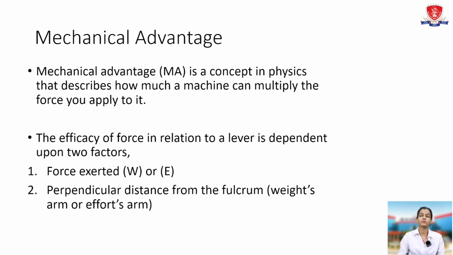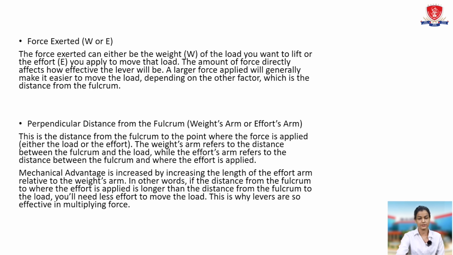In very easy terms, we can understand that when you put less effort to move a bigger object, to overcome a greater resistance, it is giving us a mechanical advantage. By definition, mechanical advantage is a concept in physics that describes how much a machine can multiply the force you apply to it. And the efficacy of force in relation to a lever is dependent upon two factors: force exerted as well as the perpendicular distance from the fulcrum, which is the weight's arm or the effort's arm.